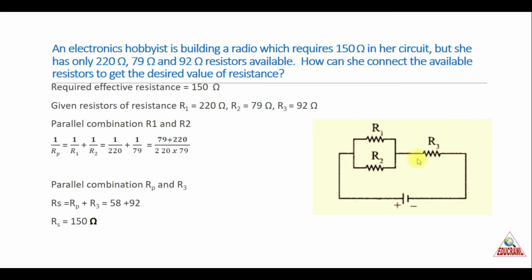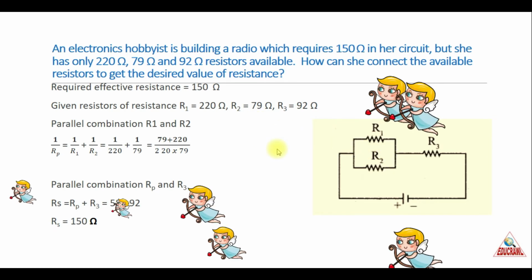So now using the series formula, the effective resistance was found as 58 ohm for the parallel combination. Now this 58 is connected with R3 in series. So the effective resistance is Rp plus R3 using the series resistance formula. So 58 plus 92 is 150 ohm. So the above connection will give the value of 150 ohm.